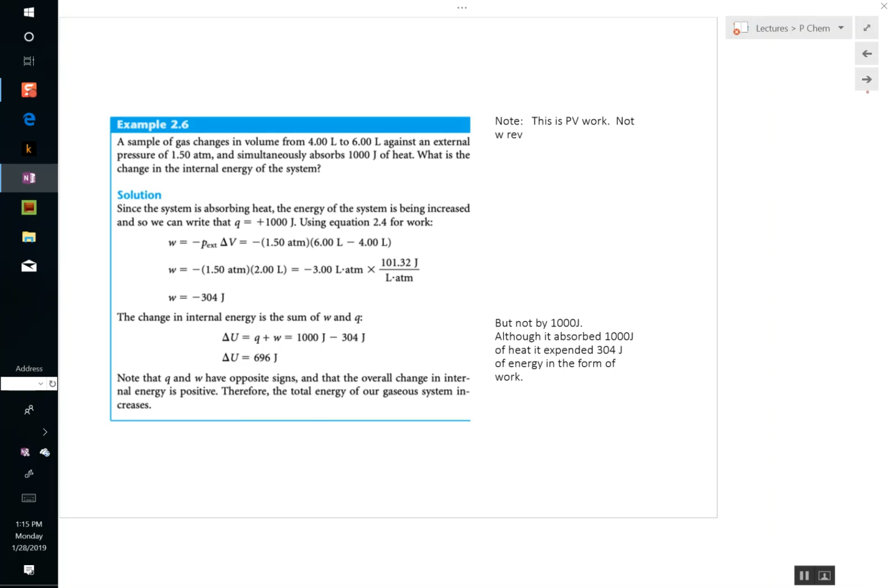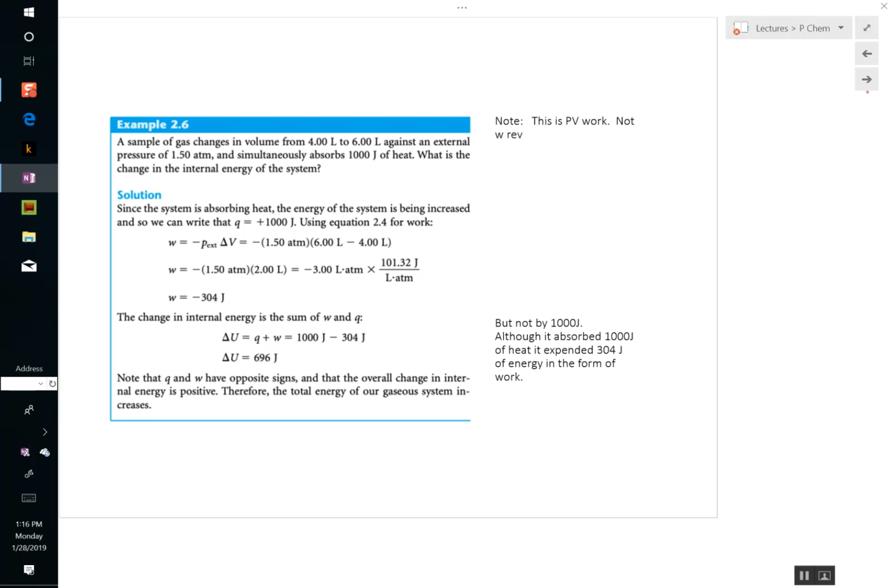Well, let's just talk through this one. A sample gas changes in volume from 4 to 6 liters, so it's expanding against an external pressure of 1.5 atmospheres. It absorbs 1,000 joules of heat. What is the change in the internal energy of the system?